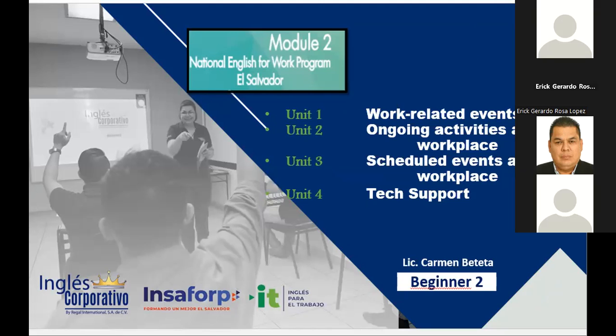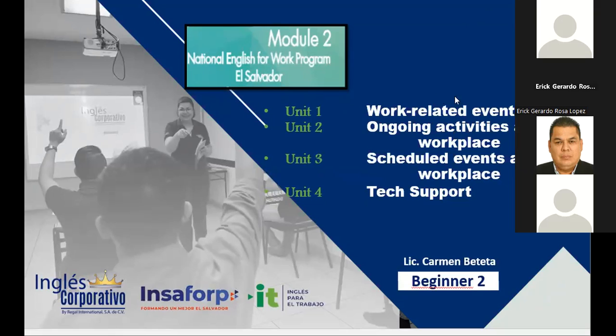Here we go. Remember, unit three was work-related events. Unit two was ongoing activities at the workplace. Unit three, scheduled events at the workplace. And unit four is about tech support. Tech support, okay?